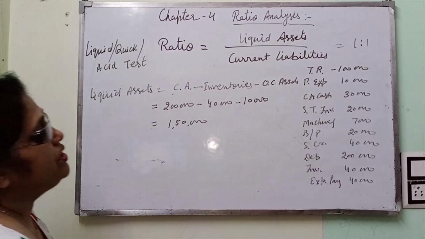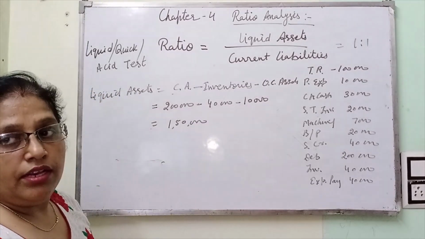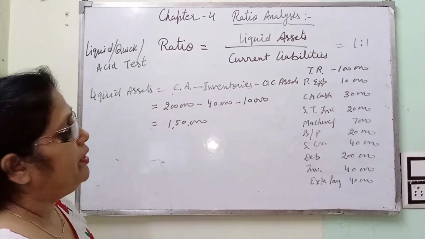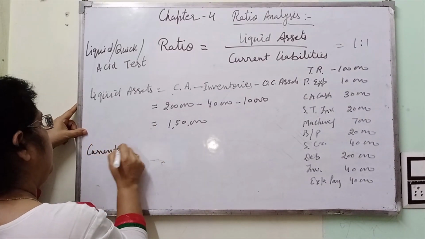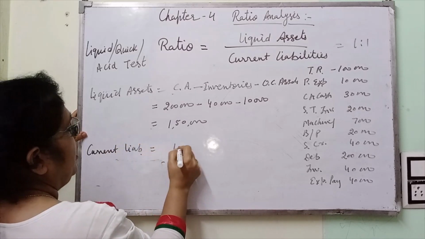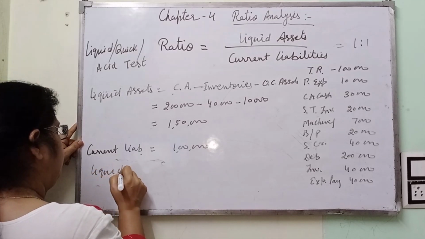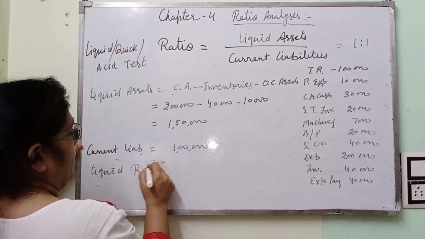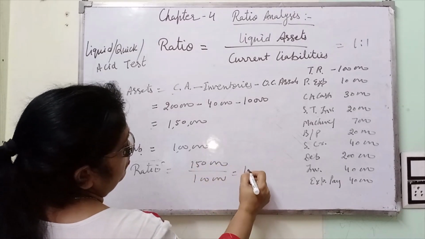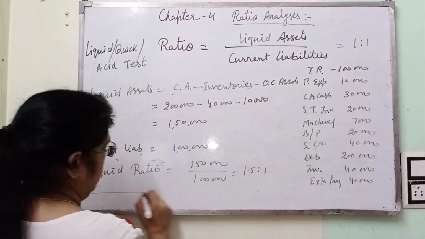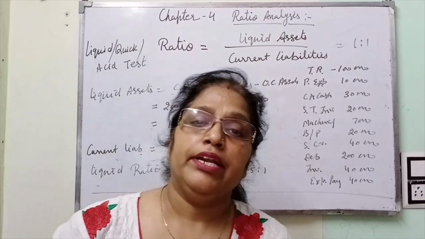Or if we have not calculated current assets, then we can say liquid assets are equal to trade receivables, cash and cash equivalent, short-term investment. Clear? Inventories and other current assets will not be included. And in case of current liabilities, as we have calculated in the previous example, they are equal to 1 lakh. Therefore, liquid ratio is 1,50,000 upon 1 lakh, it comes to 1.5:1.